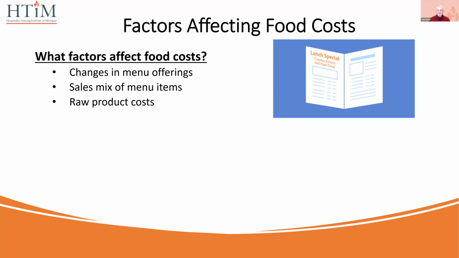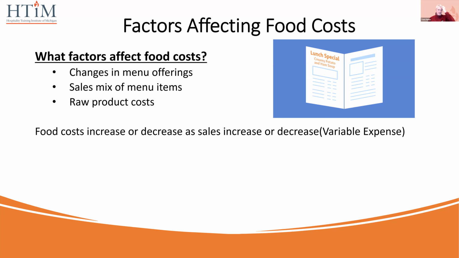If it's on the first page, you open the cover and it's on the first page on the right hand side, typically that's the most ordered item or the most popular item, because it's right there. It's what the customer sees first, that type of thing. The other factors could be the sales mix of menu items and then raw product costs. Those are all three things that could factor in and affect food costing going forward.